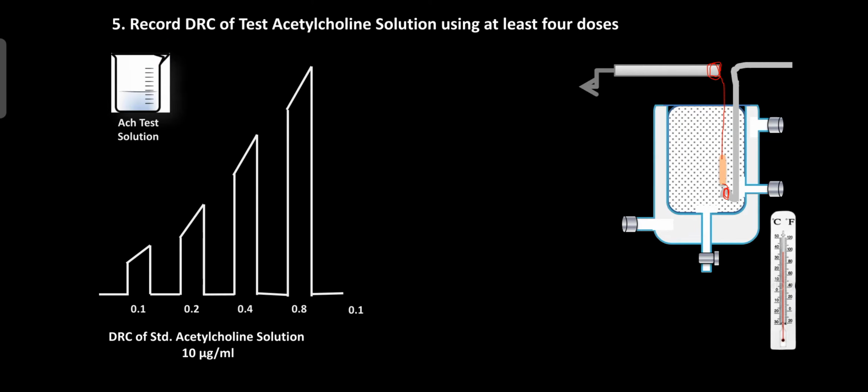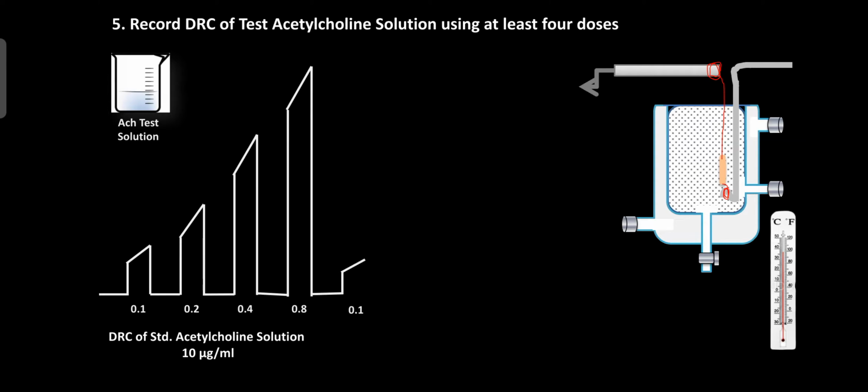Then record the DRC of test acetylcholine solution using at least 4 doses. First, record the baseline for 30 seconds. After that, add 0.1 ml of acetylcholine solution and record the responses due to the addition of 0.1 ml of test acetylcholine solution for 30 seconds.